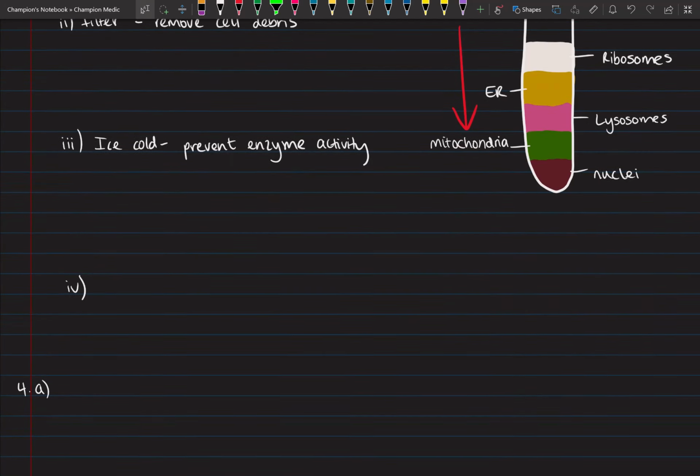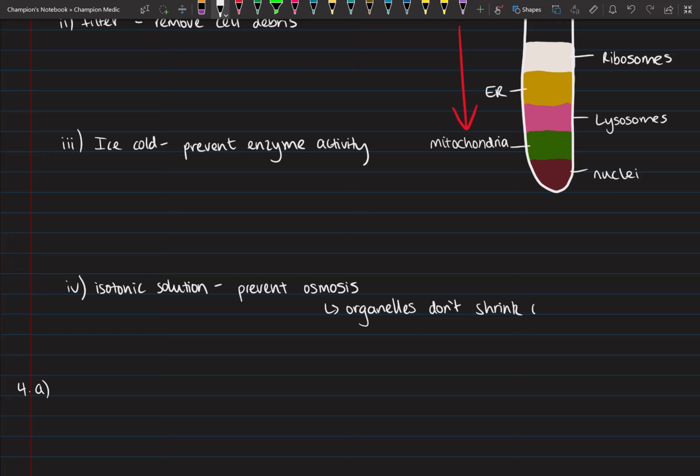And then why is it in isotonic solution? That is to prevent the process of osmosis taking place, because you don't want water moving in and out of the organelle, otherwise it would cause damage, and you don't want the organelle to burst or shrink in size.